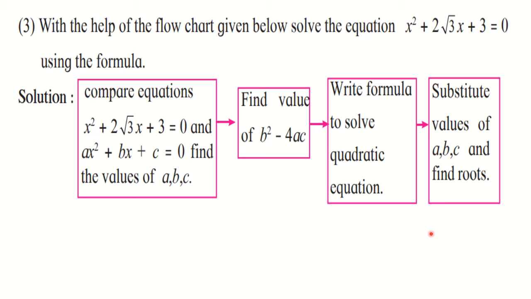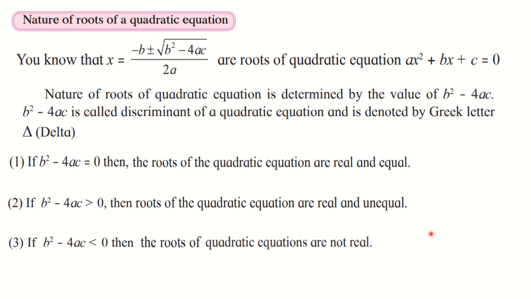Okay, let us go further now. The next topic is the nature of roots of a quadratic equation. It is related to the formula method only. See, this is the formula which we have seen: x equals minus b plus or minus under root b square minus 4ac upon 2a. Just now we have seen how to find the roots. One root we denoted as alpha and the other as beta.